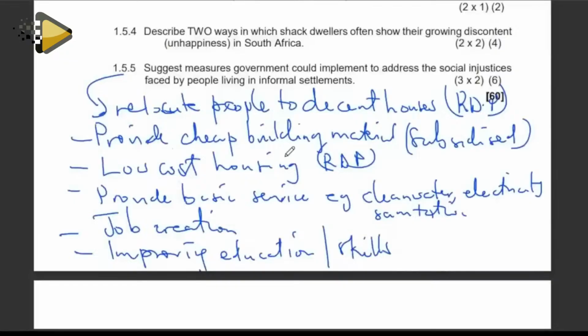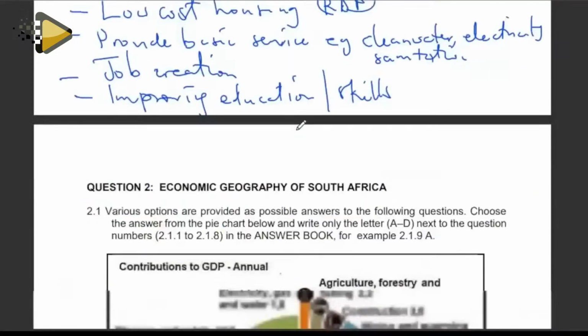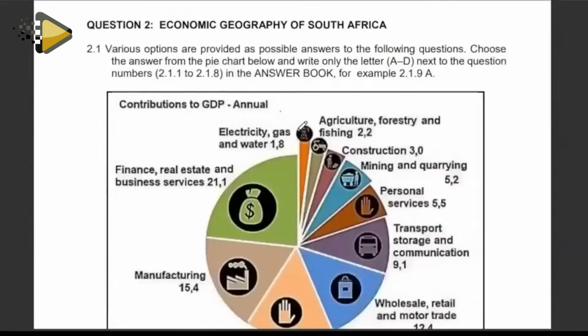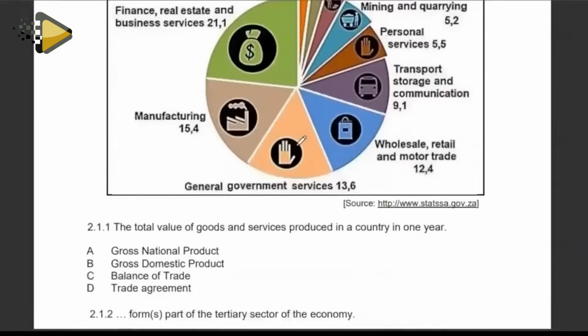Right, I think those responses are justified as correct responses to that question. What we need to do now is move on to the next question, the question on economic geography of South Africa. Right, this question, question number 2, is based on that pie chart, which is showing the contributions of different sectors of the economy.